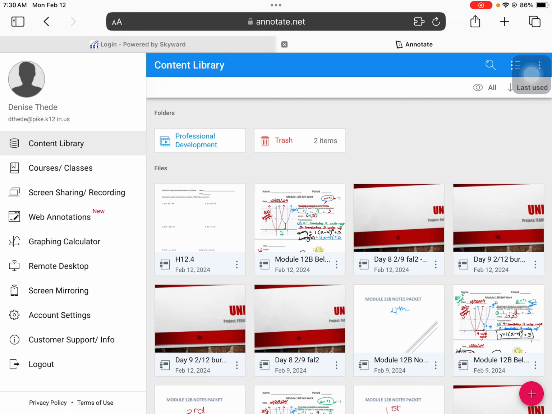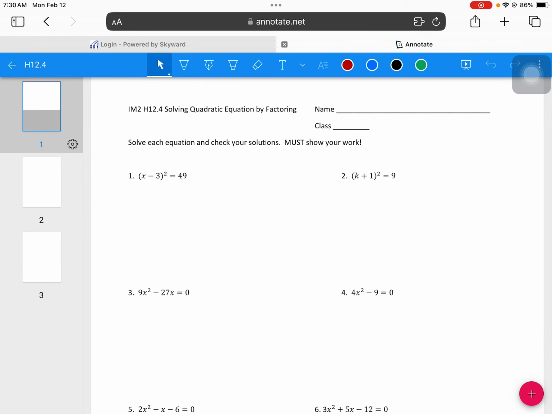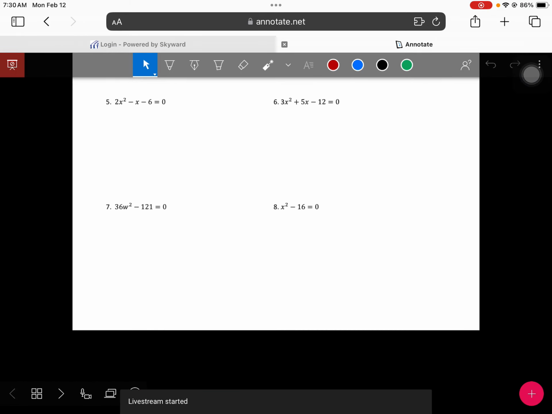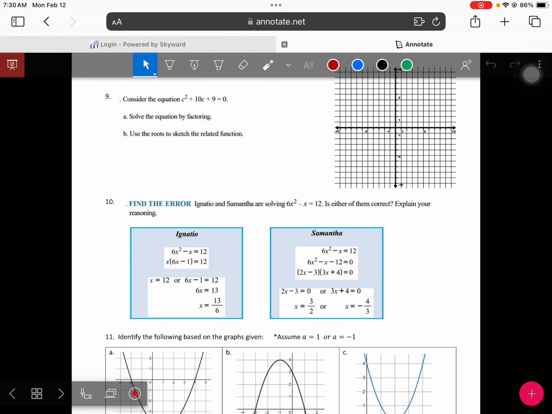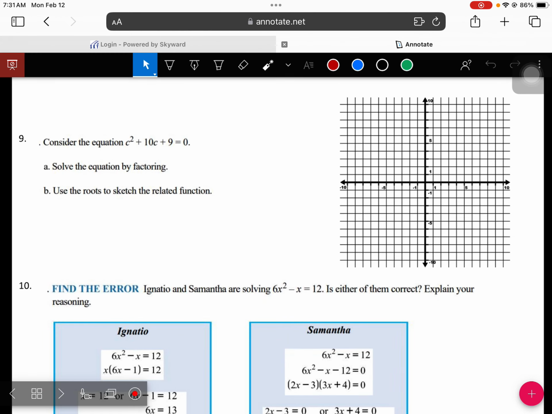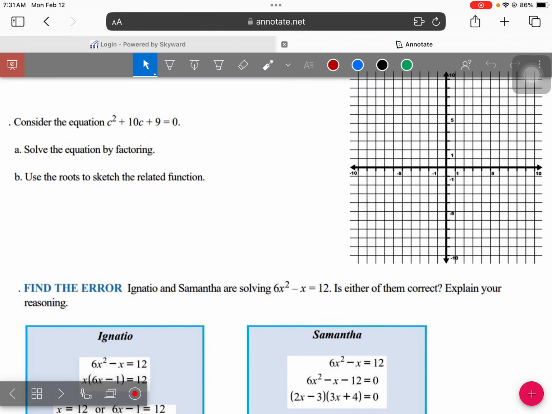All right, so what questions do we have from 12-4? And hey, everybody should be taking out your homework 12-4 and be adding to it, all right? Who said they had a question? Number 9. Let's take a look. Oh, it's on the back. Okay. So this looks a lot like what we just did. It says, consider the equation c squared plus 10c plus 9 equals 0. Solve the equation by factoring.